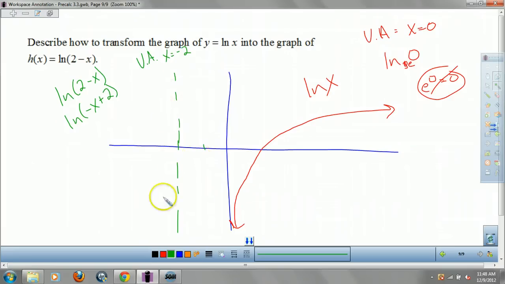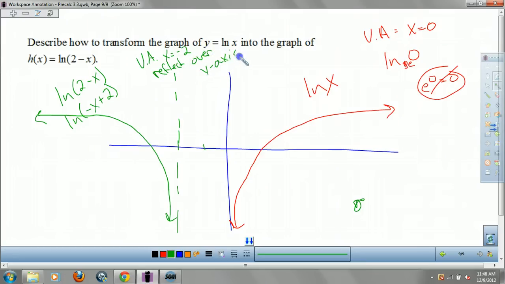So what our new graph is going to look like is this one right here, because we moved our vertical asymptote to x equals negative 2, and we reflect over the y-axis. That's all there is to it, guys.